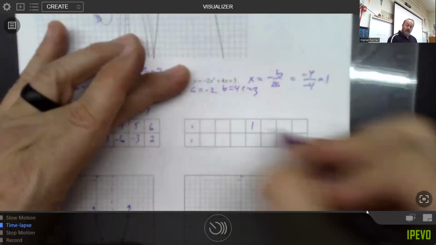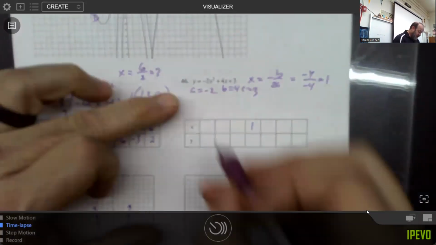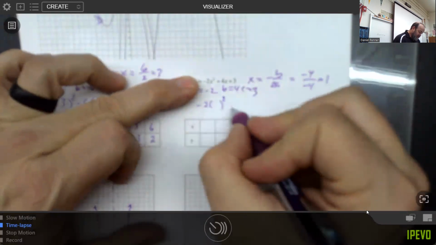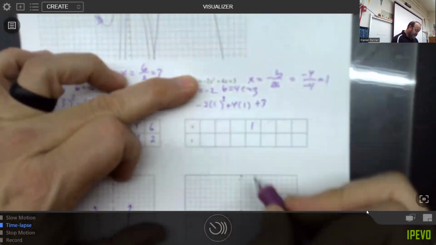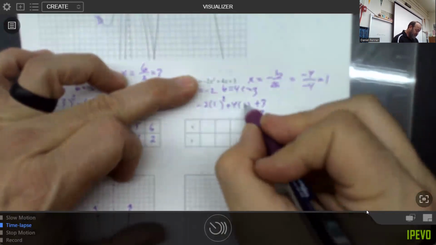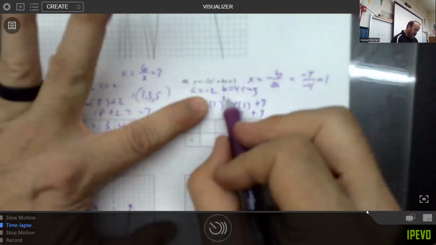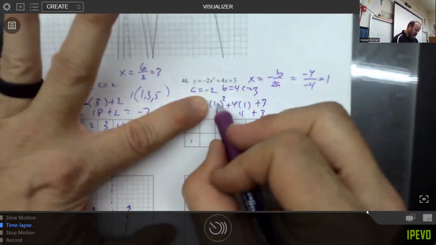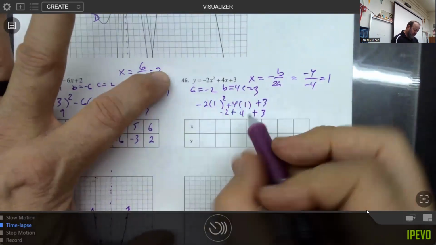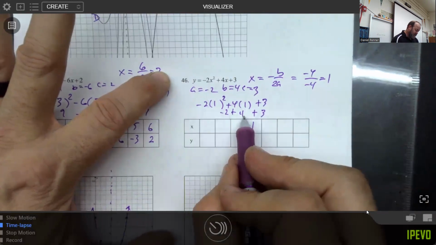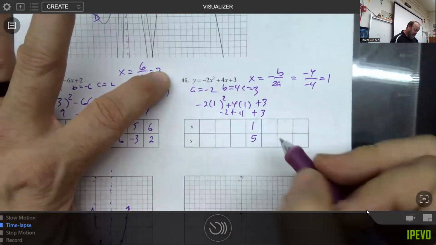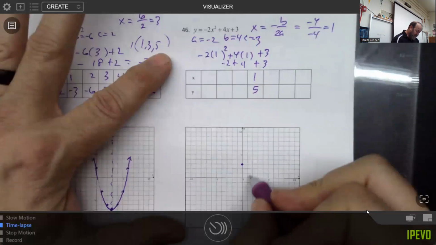My line of symmetry happened at 1. So we're going to plug in the number 1 everywhere there was an x. 4 times 1, of course, is 4. 1 squared is 1, and 1 times -2 is -2. 2-to-1 ratio again. -2 and 4 makes 2. 2 plus 3 is 5. So my vertex is at 1, 5 right there.